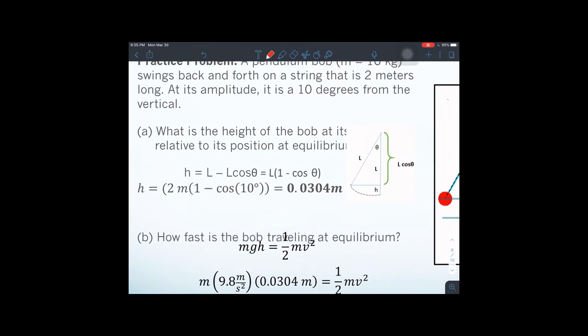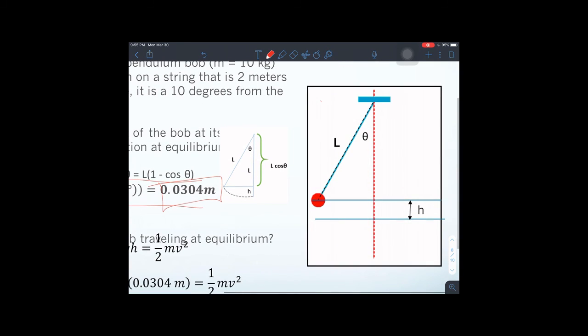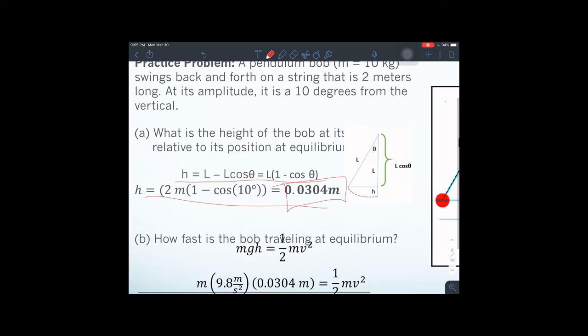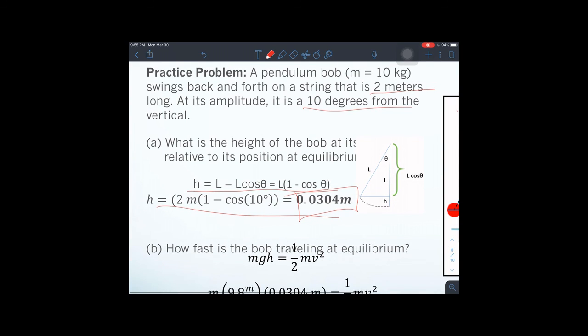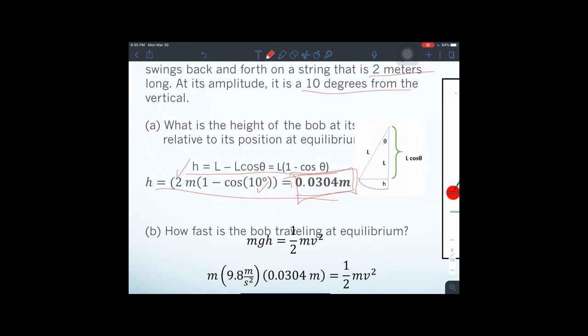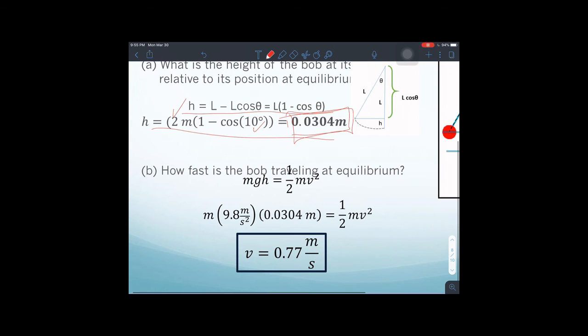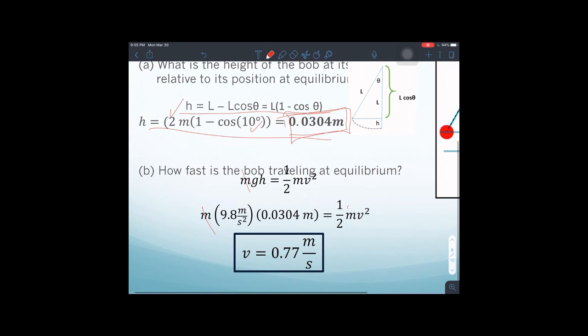So here's some math to calculate that. We find that the height displacement is about 0.304. Oh, here we go. So it's a 2 meter long rope. It is being pulled back 10 degrees. Well, L minus L cosine theta, we get our height. So we don't need to know the mass because mass is on both sides. We know our g, we know our height. We can solve for velocity.